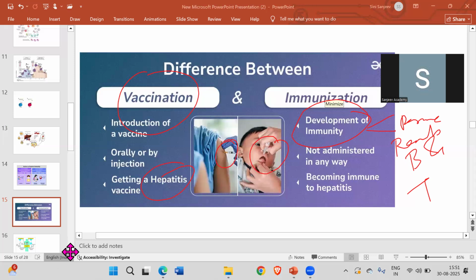That is your passive immunization. Whereas in recombinant DNA technology, you alter the DNA for that particular disease. For example, the hepatitis B vaccine: usually in the market, the hepatitis B vaccine is made from yeast cells. So you alter the DNA of the yeast, and then you make the immunization product against hepatitis B. This is how vaccination and immunization differ.